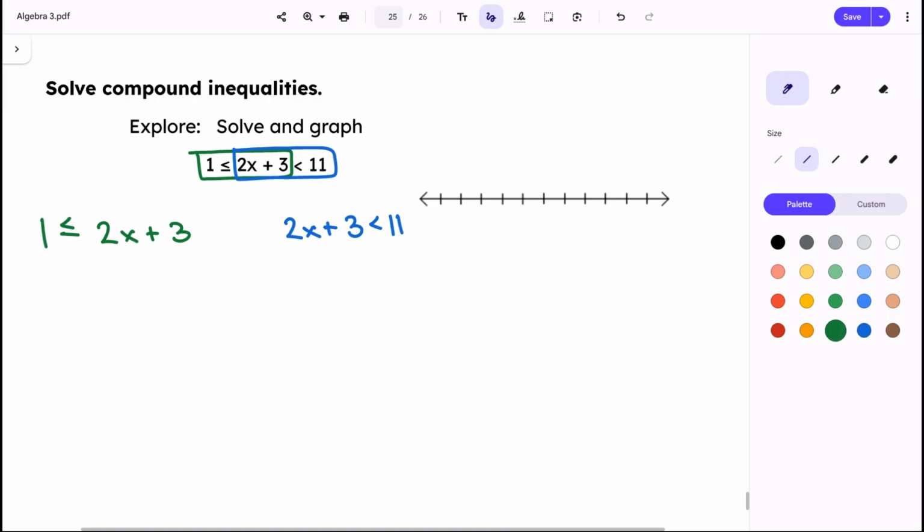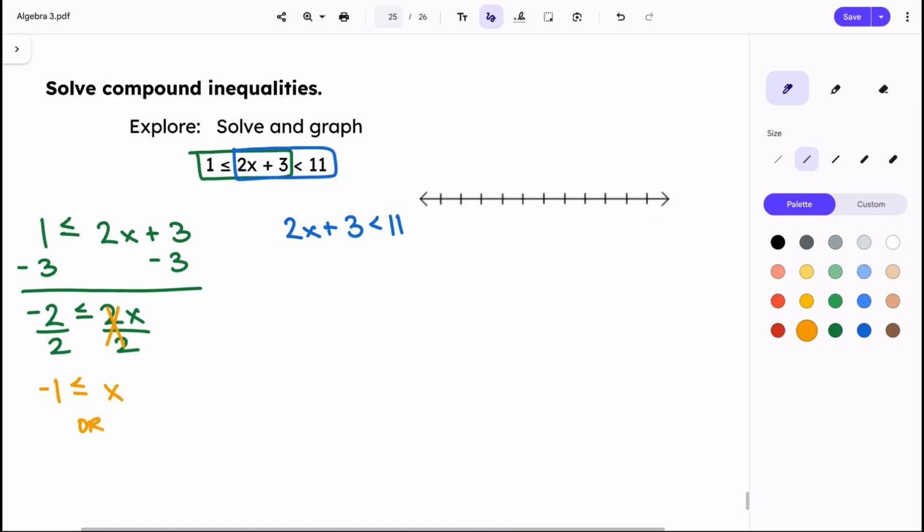Okay, let's start with the left-hand side. I'm going to subtract 3. So I have negative 2 is less than or equal to 2x. What would we do next? I would divide just the positive 2 because I want to get rid of it from the x. And so that would be negative 1 is less than or equal to x, or if you flip that around, x is greater than or equal to negative 1.